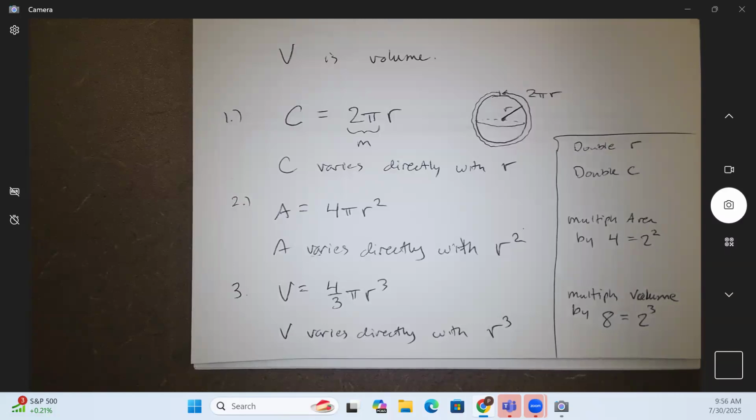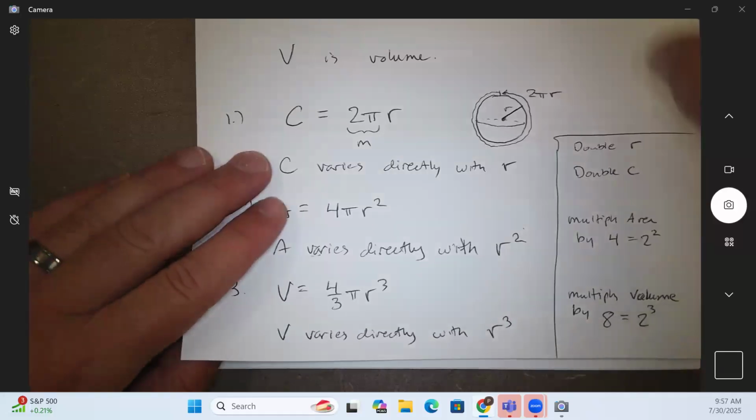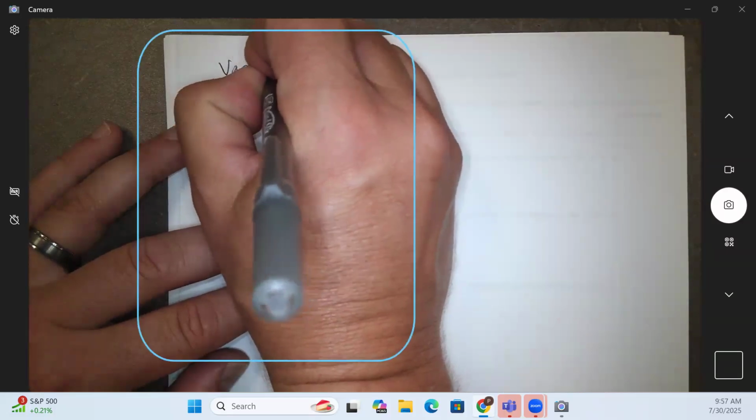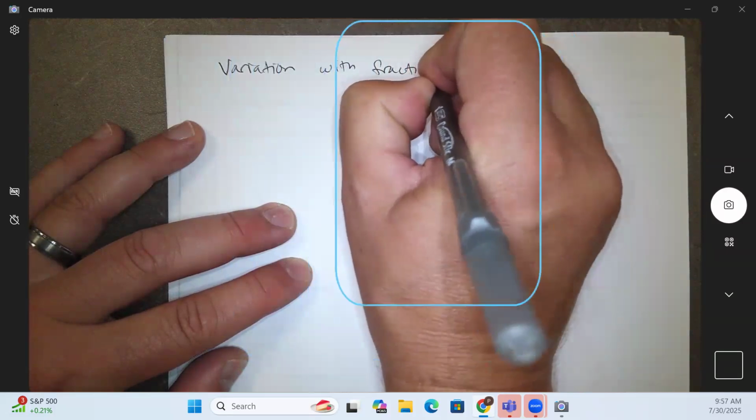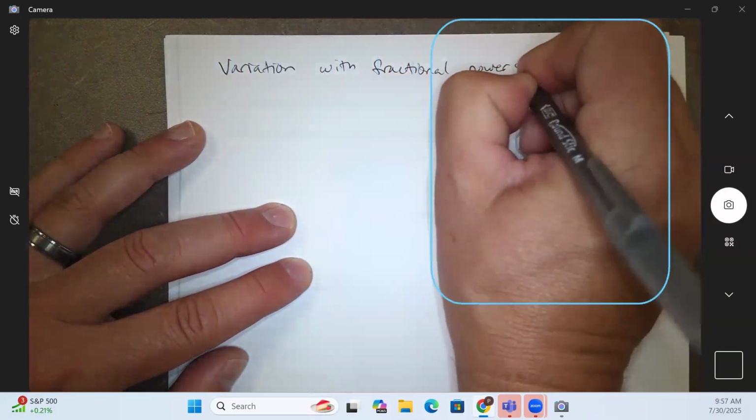And we can also do this power variation inversely. That's actually not that hard to do. All right, last example, which is variation with fractional powers. This still falls under that third category. Variation with fractional powers.